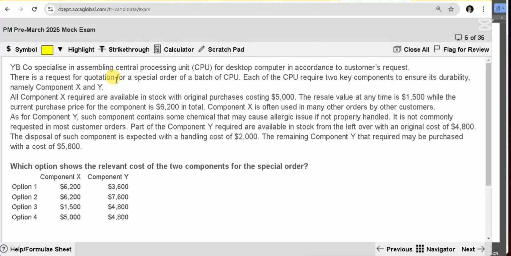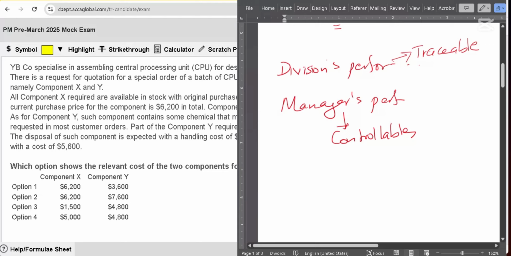YB company specialized in assembling CPU for desktop computer in accordance to customer's request. There is a request for quotation for a special order of a batch of CPU. Each of the CPU require 2 key components to ensure its durability. So both are materials. Just let's recall the materials, the relevant cost.